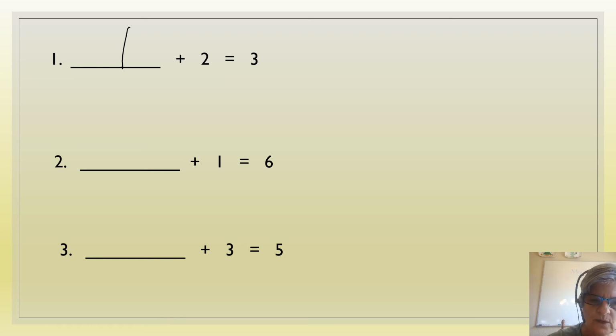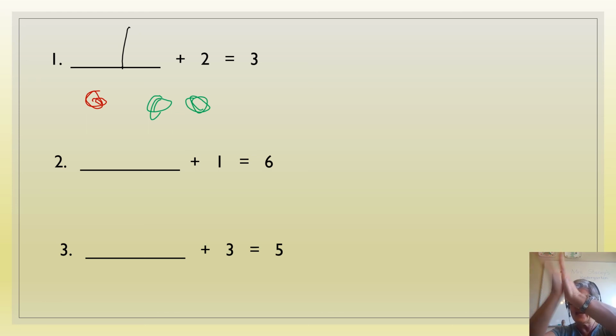So I'm taking 1 crayon. I'm drawing 1 circle because there's a number 1 that begins my sentence. Then I see plus a 2. So I have to draw 2 more circles, but in a different color. 1, 2. Now I have to count them all to see if I have 3. You ready? Let's count. 1, 2, 3. And I do have 3. Yay!